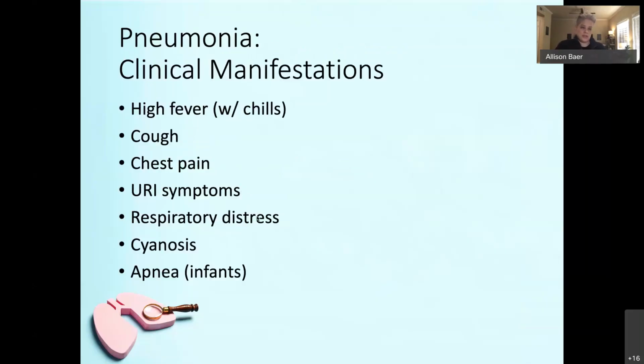So what you're going to see with this, usually there's a high fever, sometimes with or without chills. They're usually going to have a cough with chest pain, but they can associate the chest pain with their lungs, not their heart. A lot of times you'll have some upper respiratory symptoms as well. Pneumonia is the lungs, but you might also see some upper respiratory congestion in addition. And as it gets worse, they're going to have more and more respiratory distress and cyanosis.